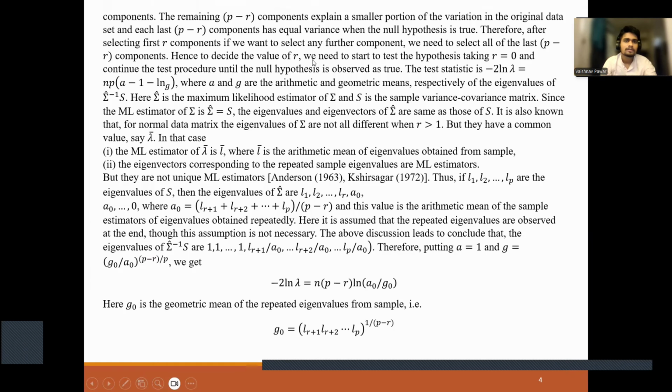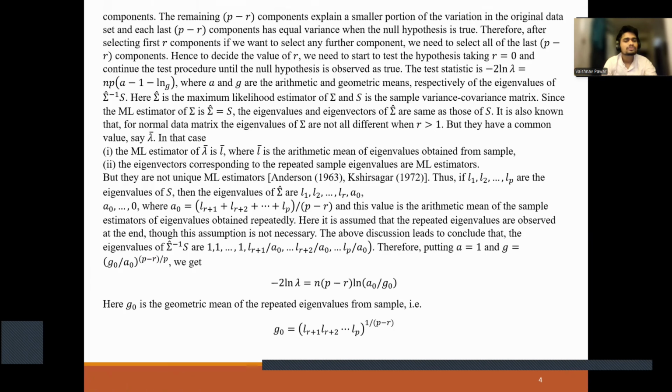Now, selection of components. The remaining p minus r components explain the smaller portion. Then we have to choose the first r components. To verify, we take r equal to 0 and take the arithmetic and geometric mean values.